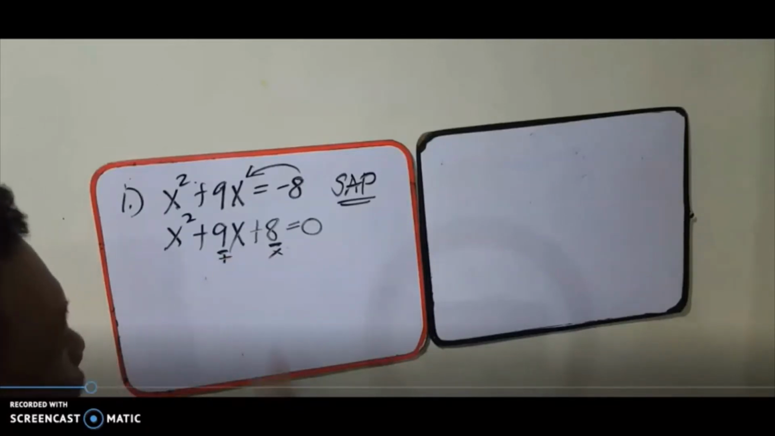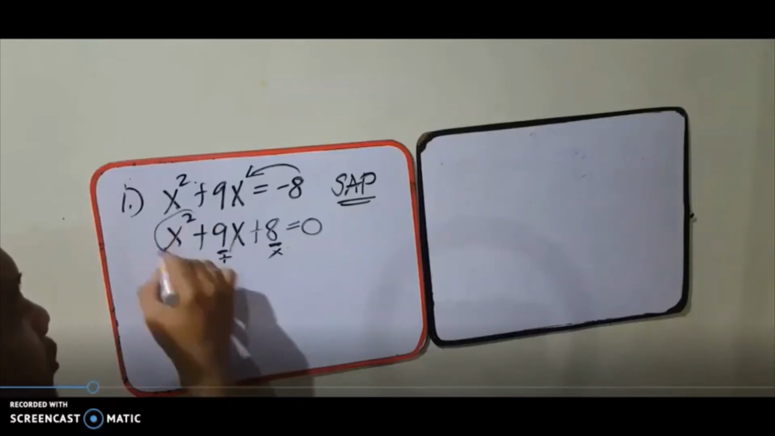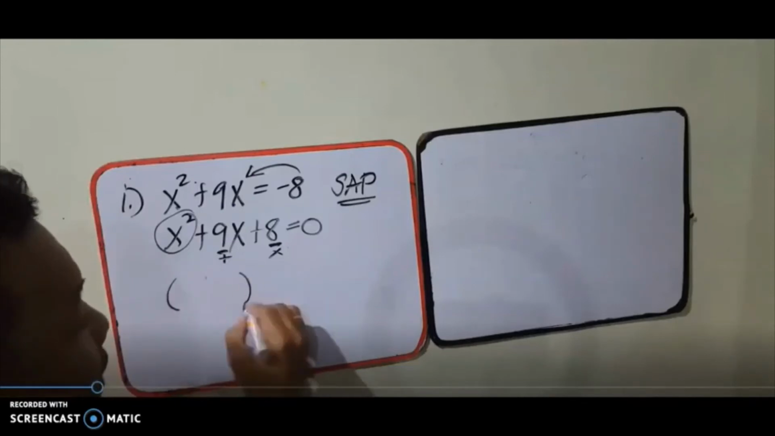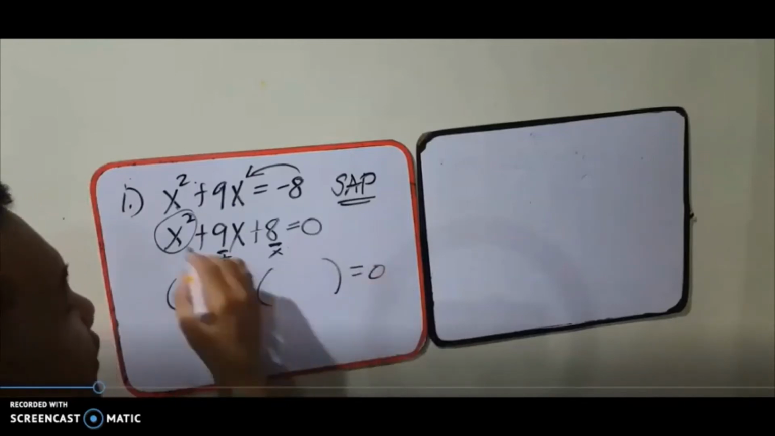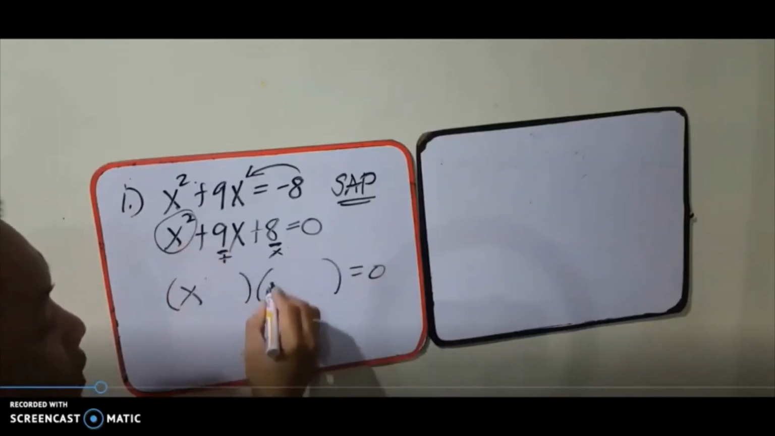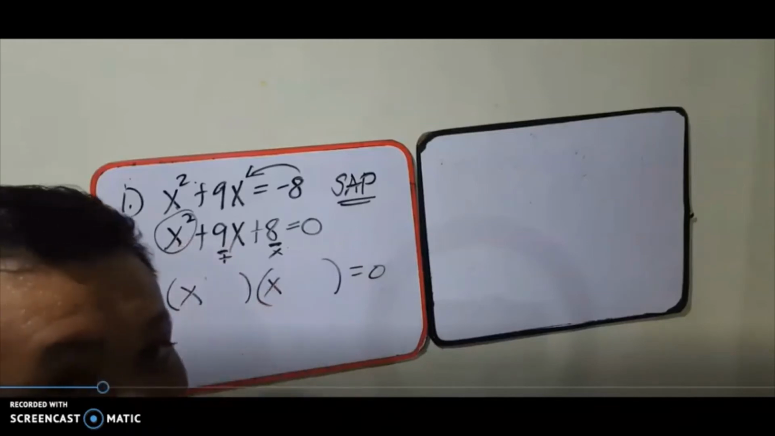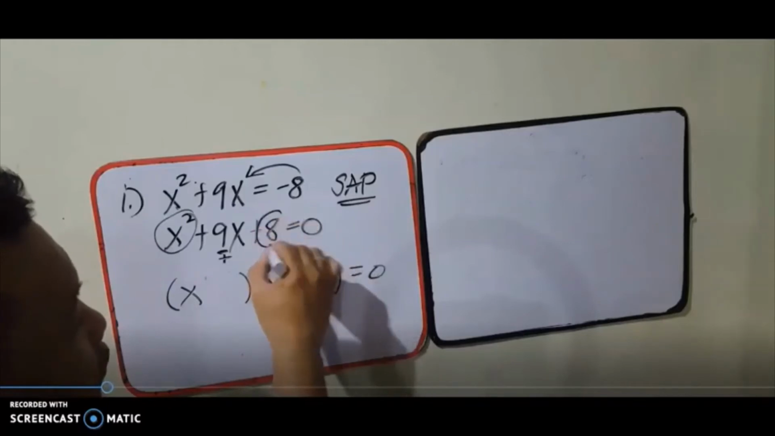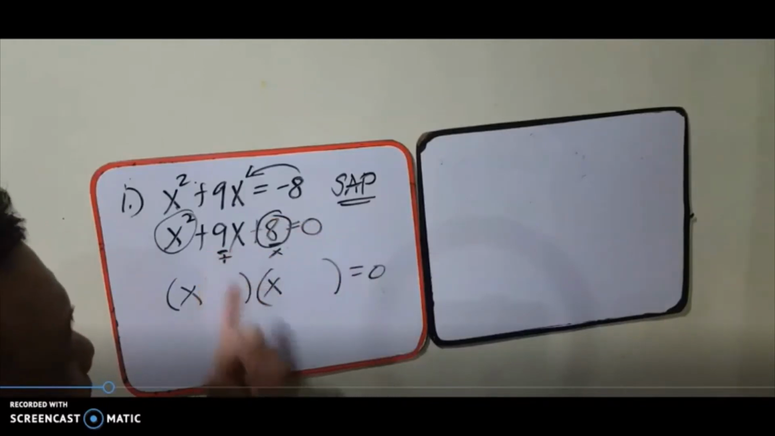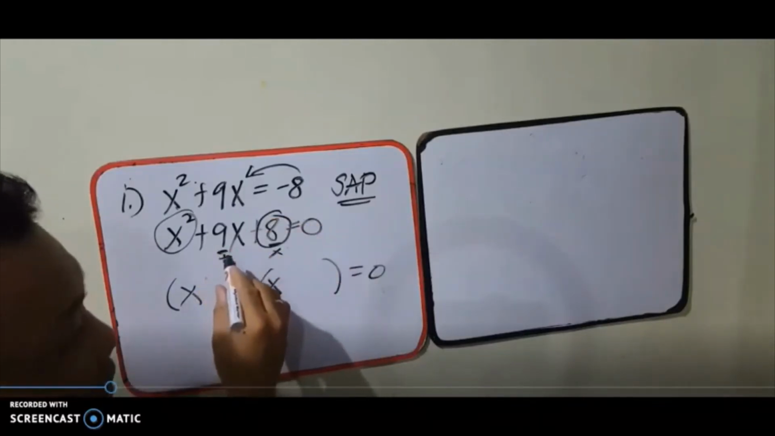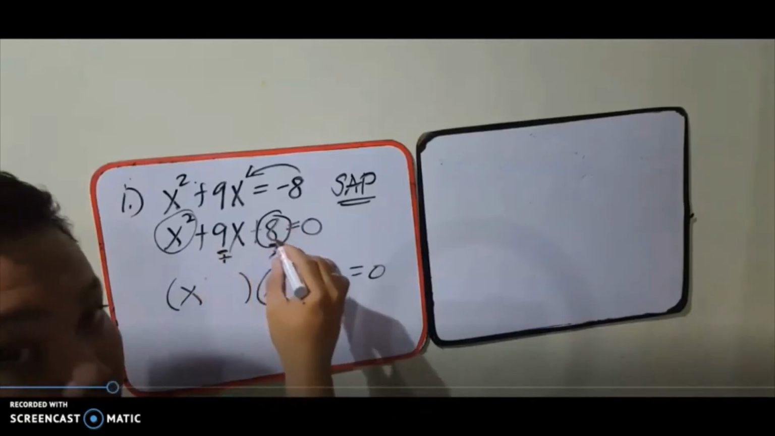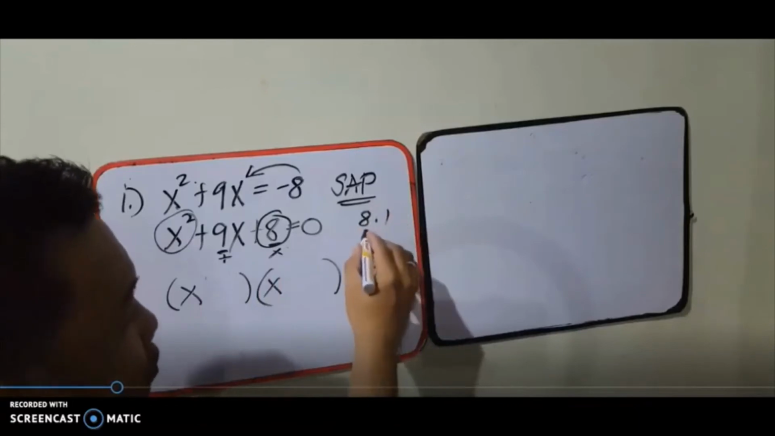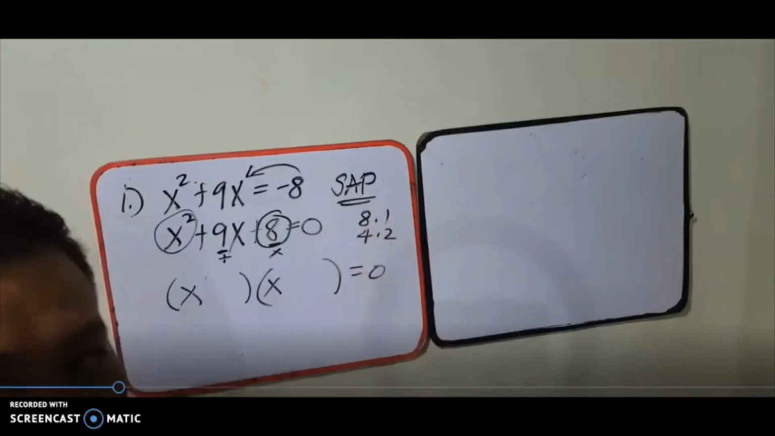So we are going to factor this first term, x squared. You know that the factors of a quadratic trinomial are two binomials. So factors of x squared will be x times x. Then let's find the factors of 8 that when added, the sum is 9. What are possible factors of 8? Can be 8 times 1, can also be 4 times 2.